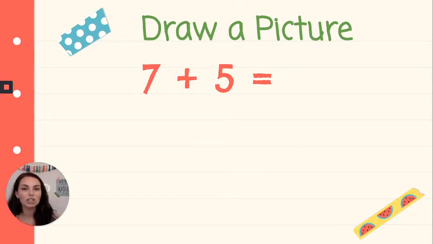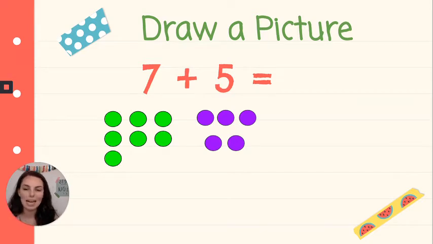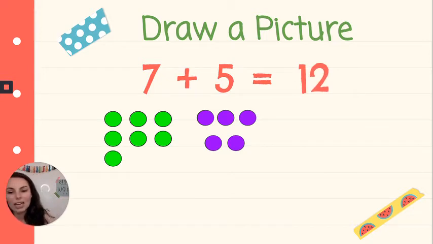So now I need to draw my picture. And I'm going to use dots to represent flowers. So 1, 2, 3, 4, 5, 6, 7. 1, 2, 3, 4, 5. So now I've drawn my dots, 7 and 5. All right? So how many would I have all together? I need to count them. 7, 8, 9, 10, 11, 12. So in this, I'm seeing I drew my picture. I wrote out my number sentence, which says 7 plus 5 equals 12.